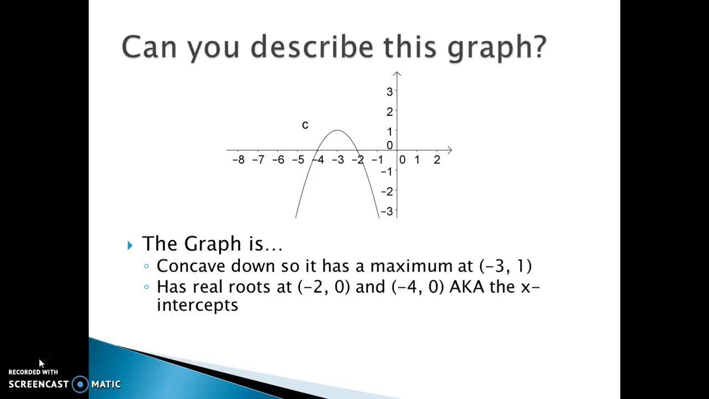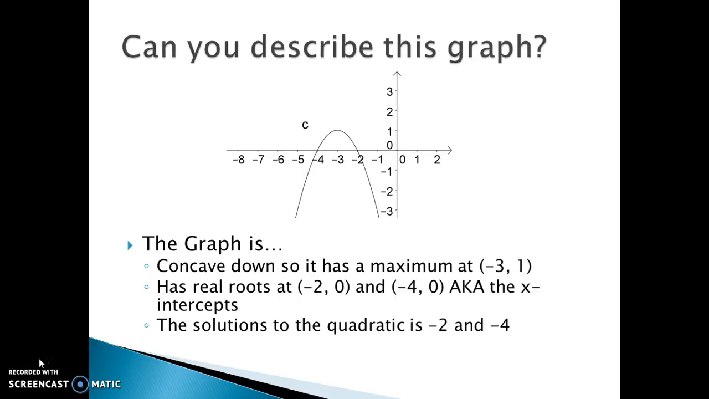Okay, I could also say it has real roots because it touches the x-axis, so it has real roots at negative 2, 0, and negative 4, 0. This is also known as the x-intercepts. It's intercepting the x-axis. Okay, so I could say these are x-intercepts, or I could say they're where the real roots of the function are.